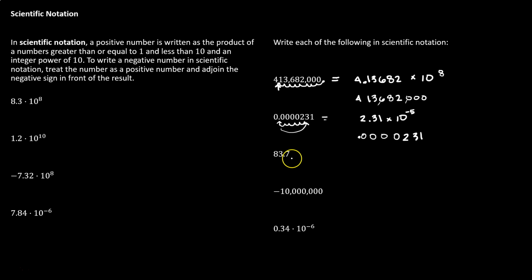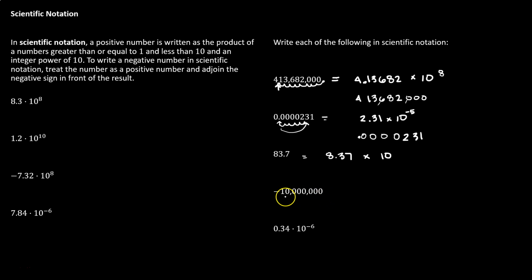Let's keep going. 83 and 7/10. I need my decimal to be between the 8 and the 3 rather than between the 3 and the 7. Because I moved my decimal to the left once, what I need to do is multiply by a power of 10 that's going to move the decimal back to the right. Moving to the right at this point would be a positive 1. We need to move one place. So 83 and 7/10 in scientific notation would be 8.37 times 10. We don't have to say to the first power. We could just say times 10.